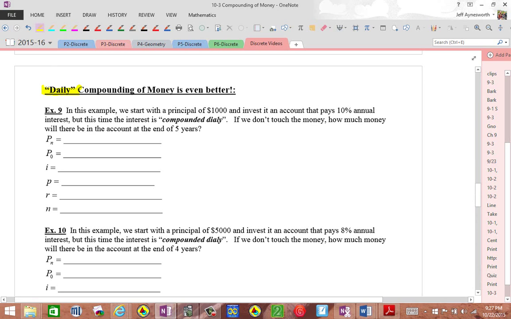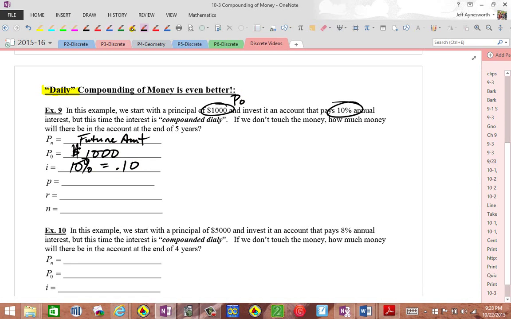All right, so let me show you an even better situation here. Let's compound it daily, every day of the year, every 365 days out of the year. This is even better. So let's take a look at it. On this one we've got an initial amount, well, actually P sub n is the future amount. Remember that? But we've got an initial amount of $1,000. So let's say we throw $1,000 in the bank and invest it at 10%, which is 0.10.